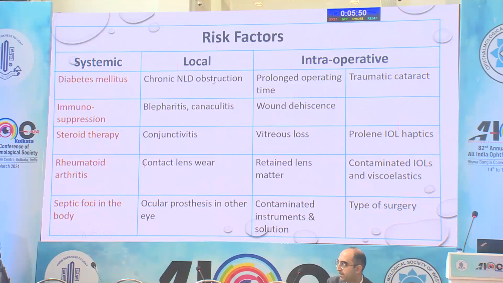So local causes can be chronic NLD obstruction. You need to treat the dacryocystitis before you go in. You need to check the rhoplast, blepharitis, canaliculitis. All the ocular surface infections need to be treated first. Conjunctivitis, contact lens needs to be removed and followed by at least 1 or 2 weeks, followed by cataract surgery. Ocular prosthesis in the other eye needs to be cleaned. The other hand has to be removed before you plan a cataract surgery.